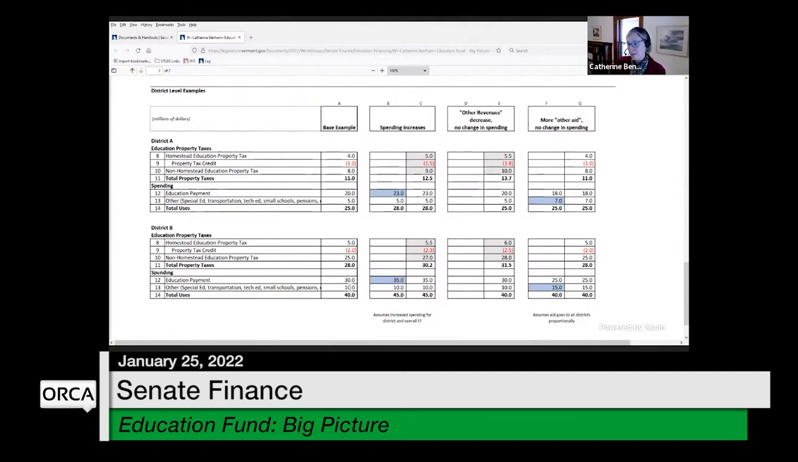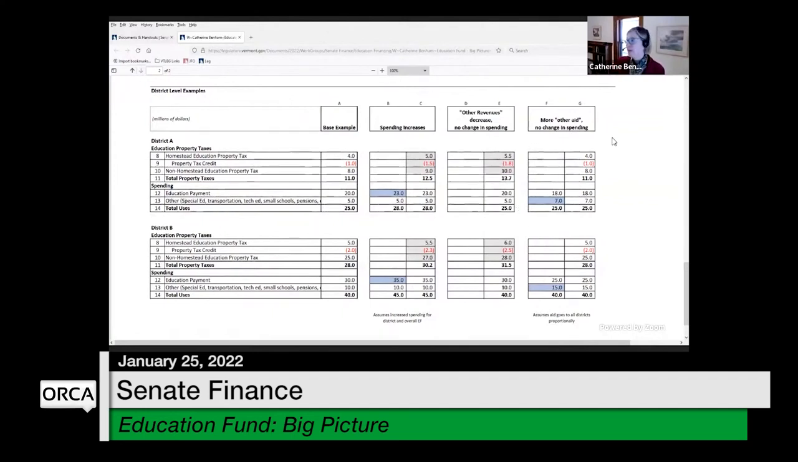And likewise for district B, where they have an increase in their spending, assuming it affects the whole education system when everybody's impacted. Again, property taxes go up. In a situation where other revenues decrease, where there's a change in other revenues into the education fund, they've not changed their spending at all, but both of them have their property taxes go up to help fill the lost revenue in the education fund.